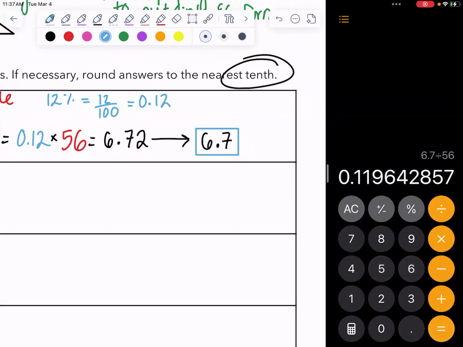All right. 45 is what percent of 34? So again, part, percent, whole.